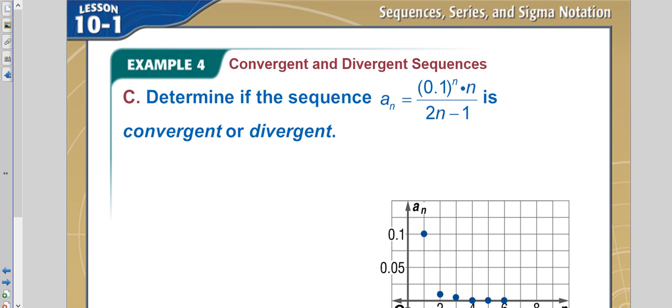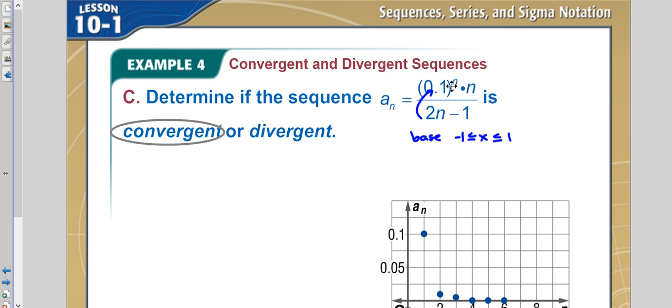All right. Now let's try this one. Again, we look at the base, and we see here the base is in between -1 and 1. Because of that, it will be convergent. Now that's what you're looking at when you look at these. You look at the base.